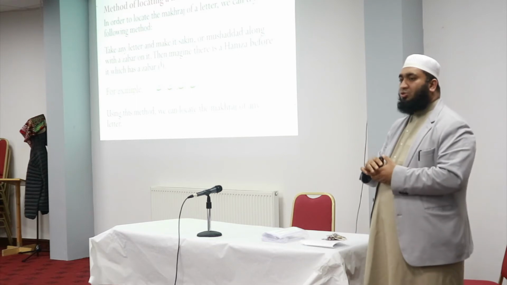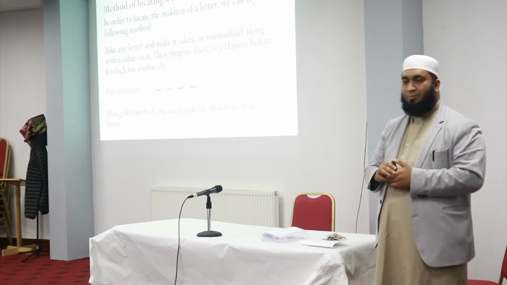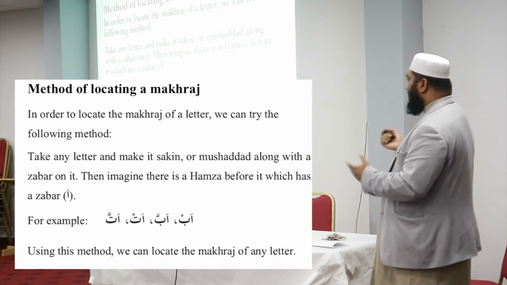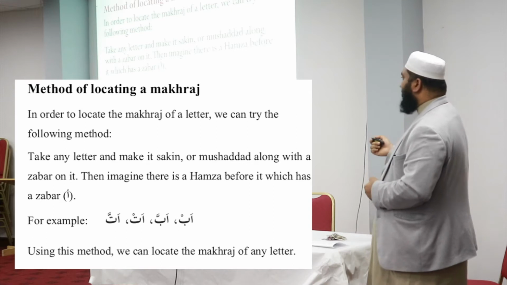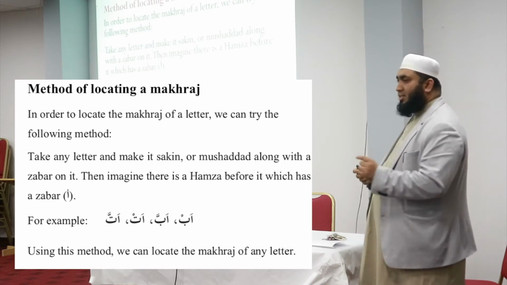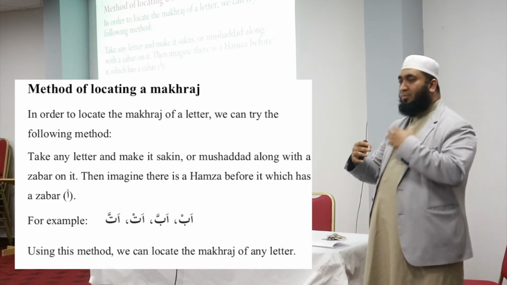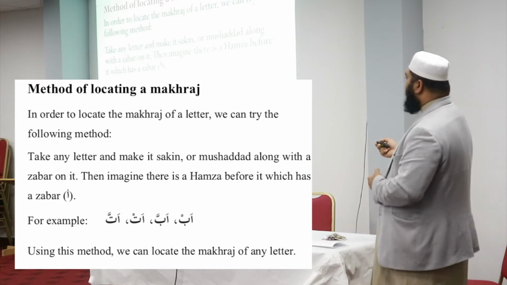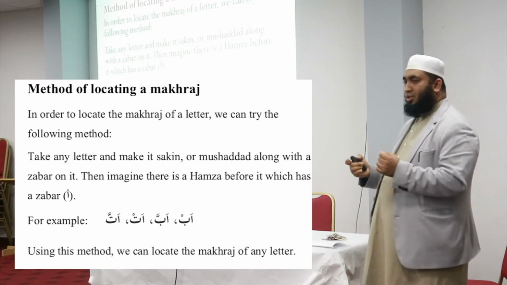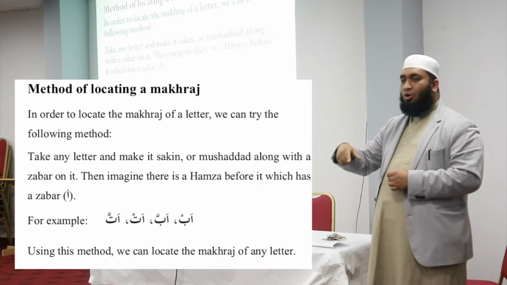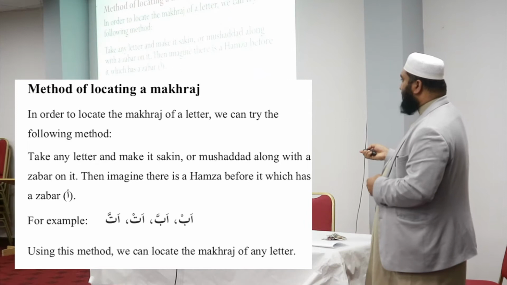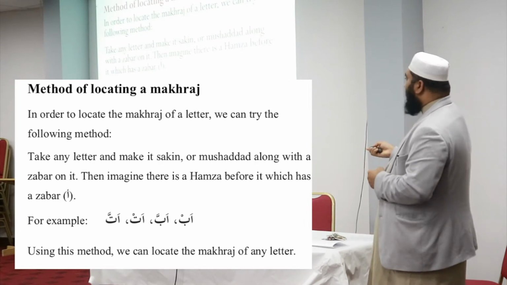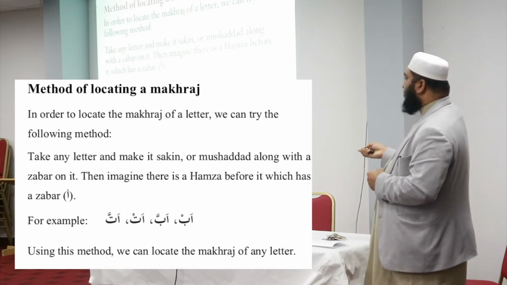How do we find out the makhraj of a letter? The easy way to locate the makhraj of a letter is the following method. Take any letter whichever we want to find the makhraj of, and make it a sakin or mushaddad. Sakin means give a sukoon, or give a tashdid on top of it along with a zabar, and then imagine there is a hamza before it, which has a zabar.